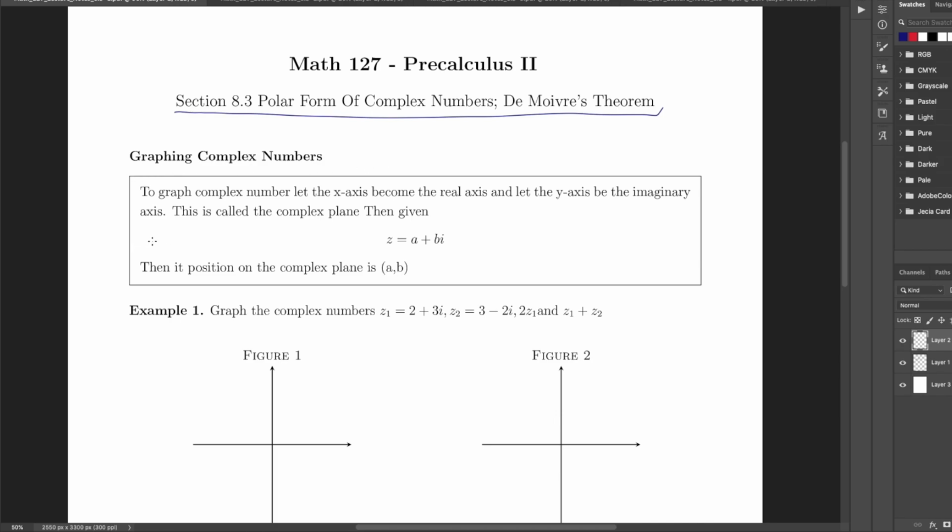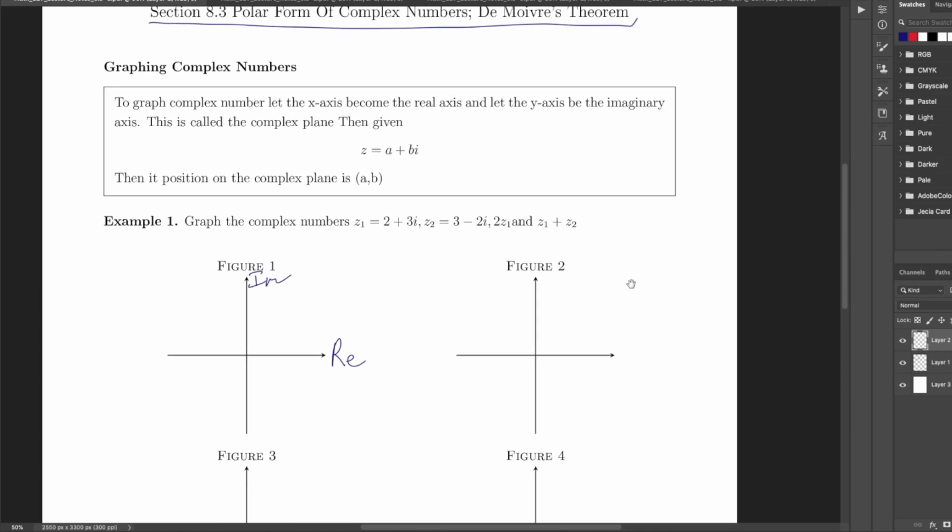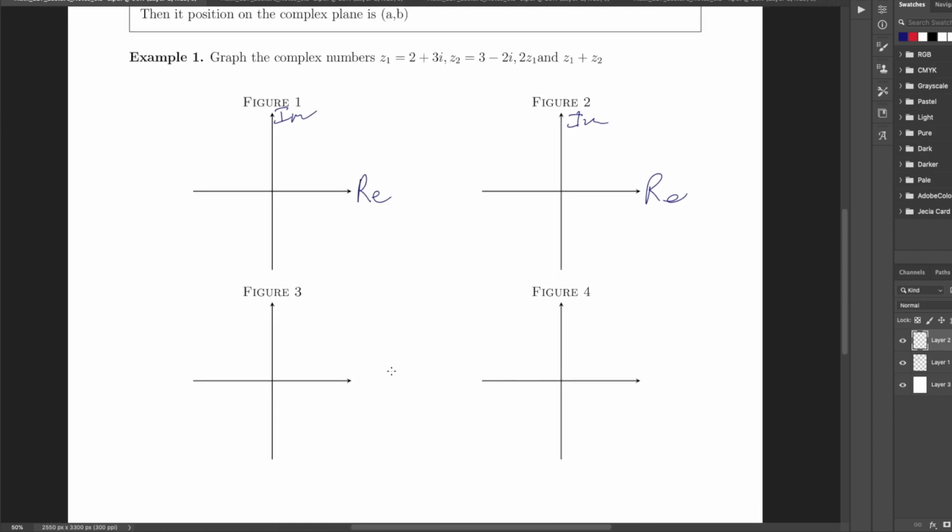Anyway, we're going to graph complex numbers. When we graph complex numbers, we let the x-axis become the real axis, so let's mark that as RE, and the y-axis is the imaginary axis. We call this the complex plane. Now it doesn't quite work the same way as your Cartesian plane, which is x and y. It has a couple of special caveats, but for all intents and purposes, it's close enough that you'll be okay with it. Alright, so we have the real and imaginary.